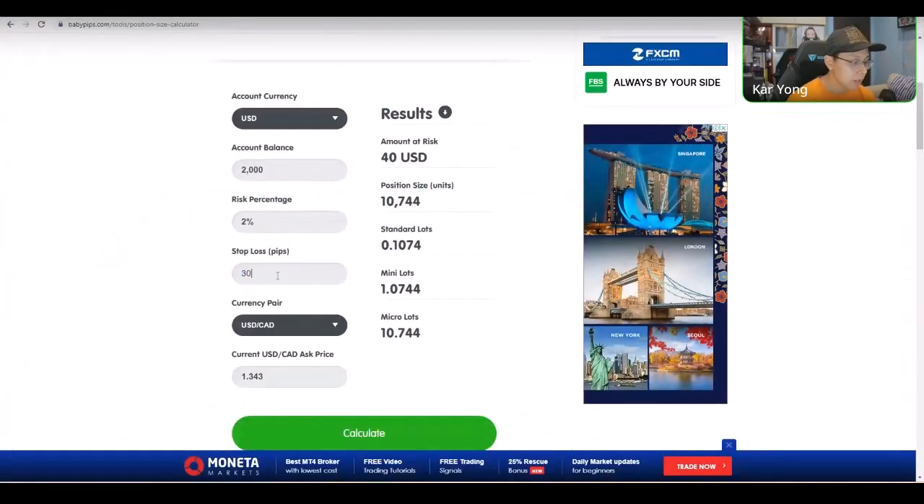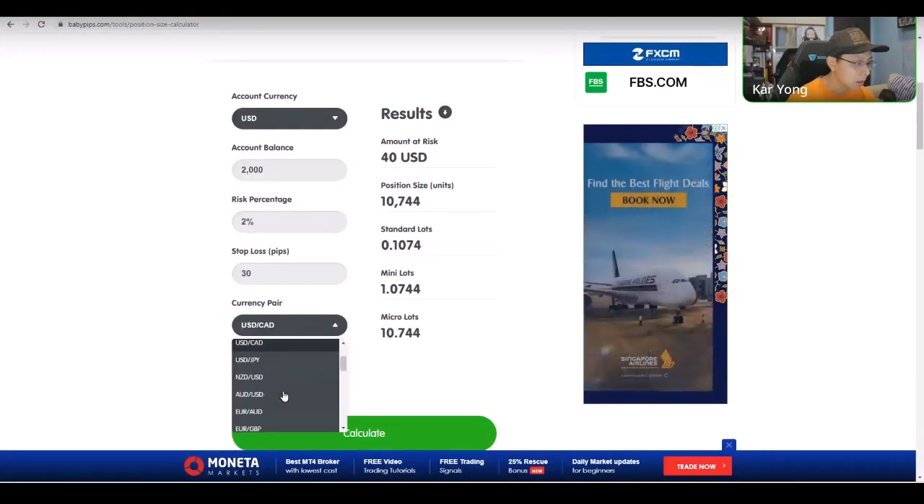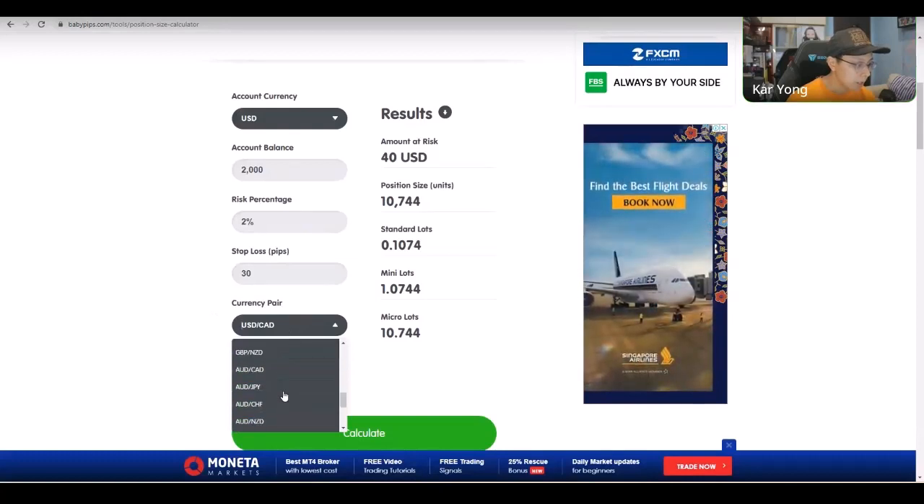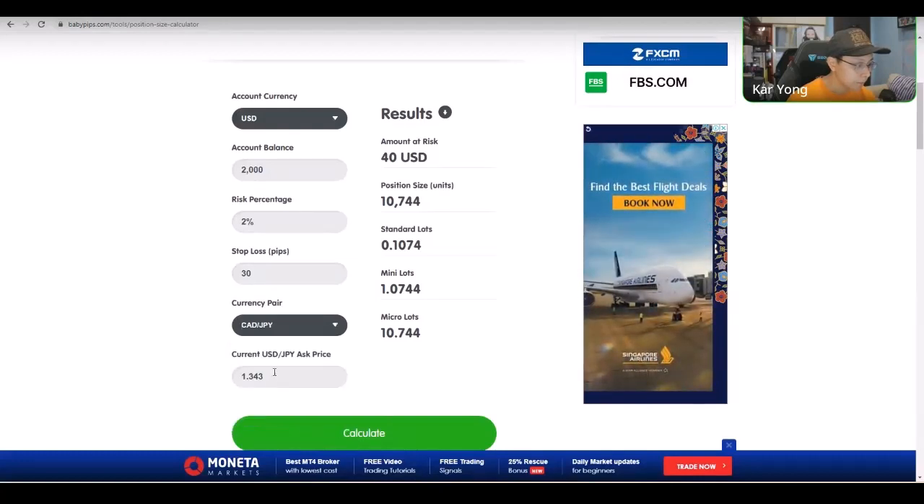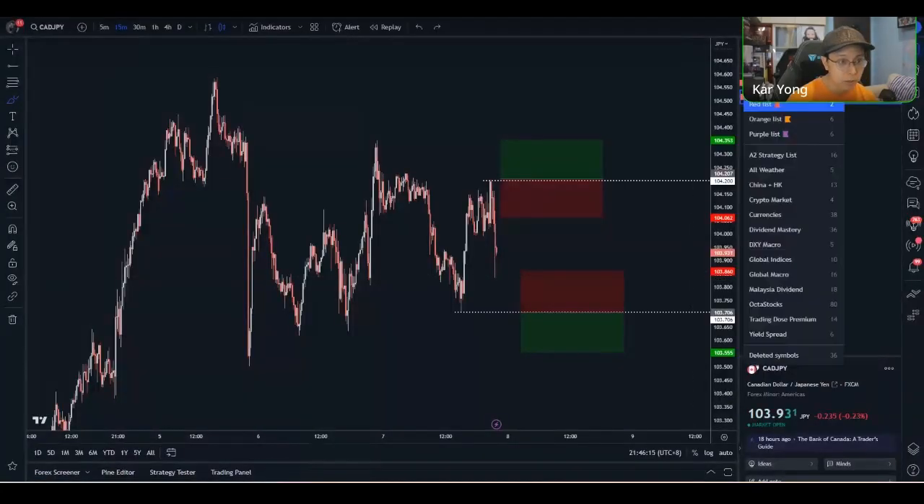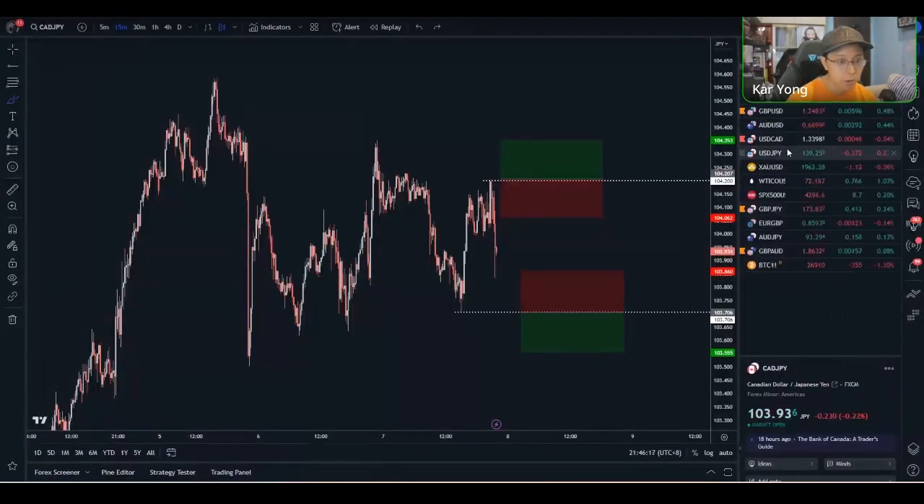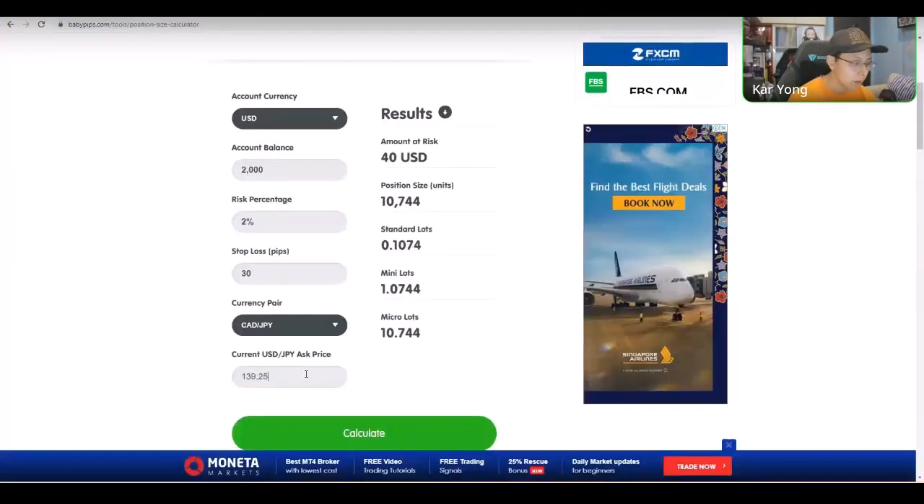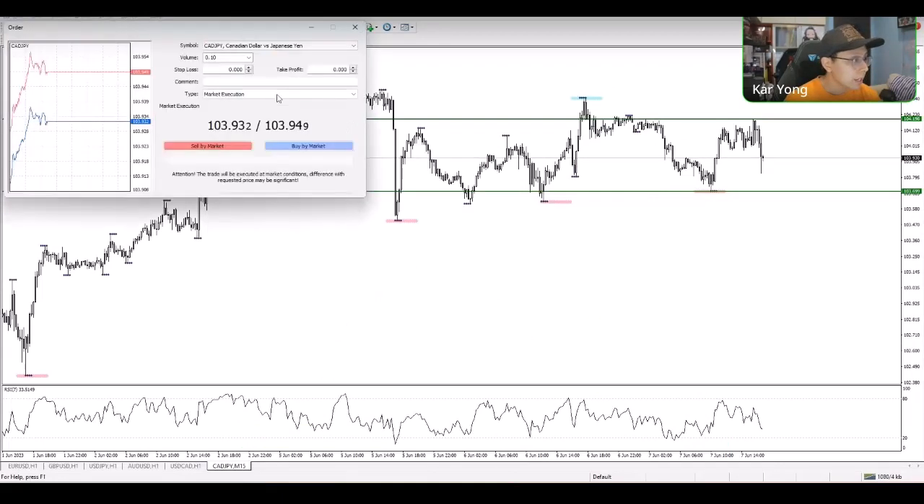So if this is going to be like 30 pips on CAD yen, sorry, missed my CAD yen. Then of course you need to key in your dollar yen price point. Dollar yen price point right now, 139.25. So I basically can trade about 0.18 lots, based on $40 of risk. So I can key in 0.18.